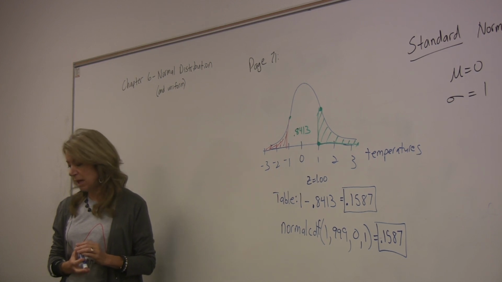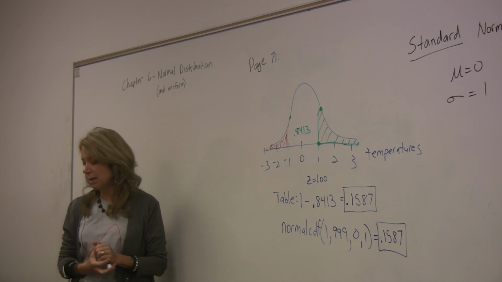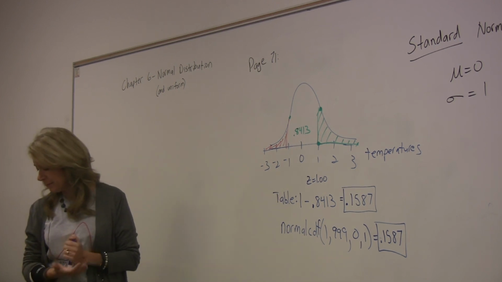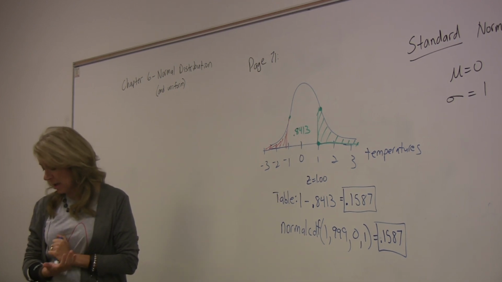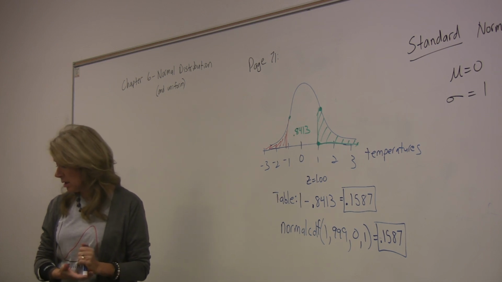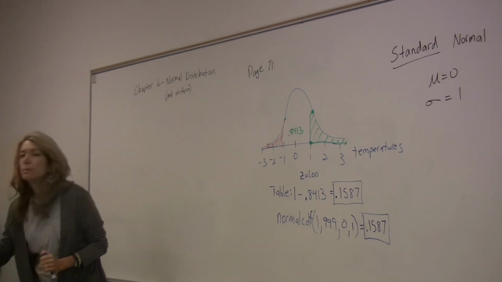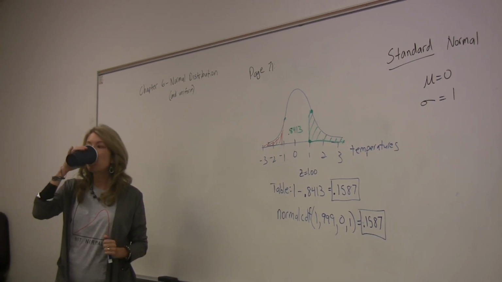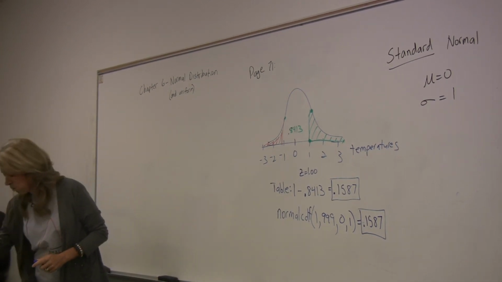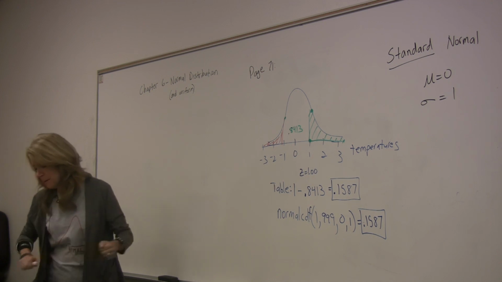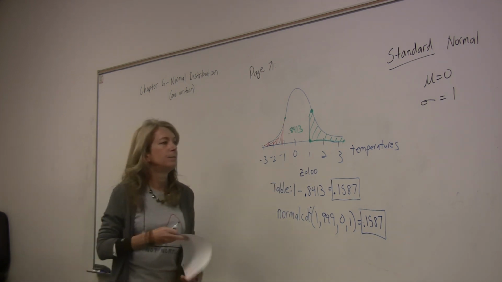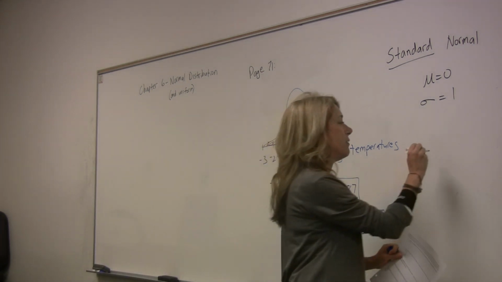I want you to do B and C. Well, I want you to do B because I need to help you with C. I want you to do B, and then we'll do C and D together. Draw a picture for me.